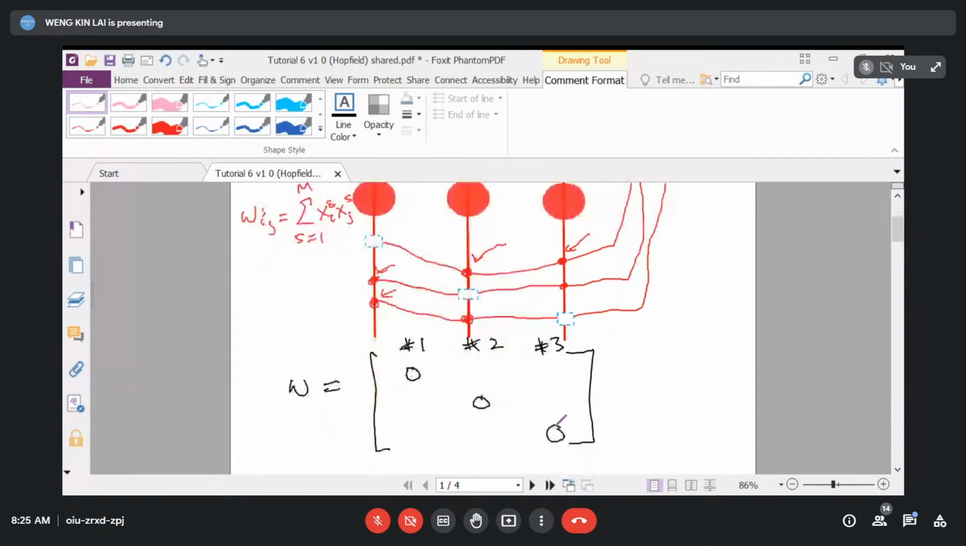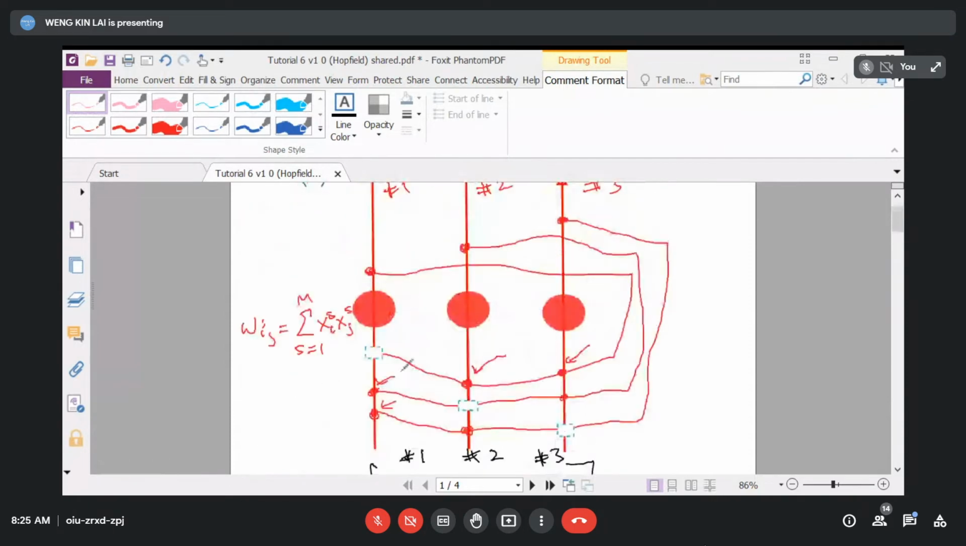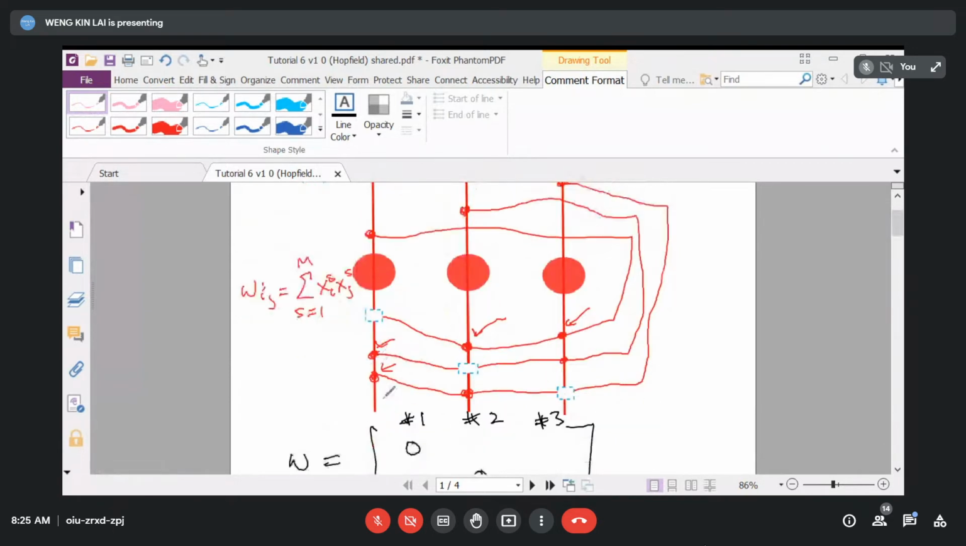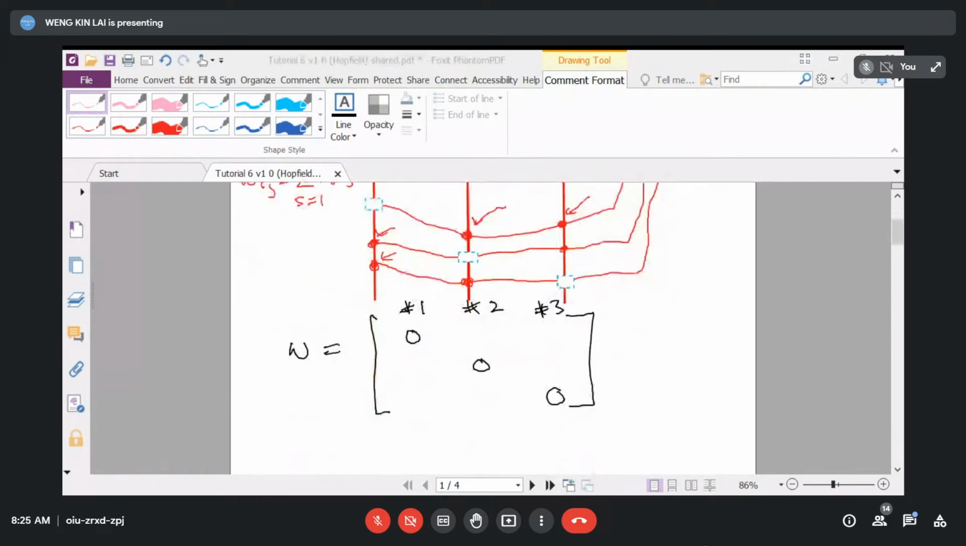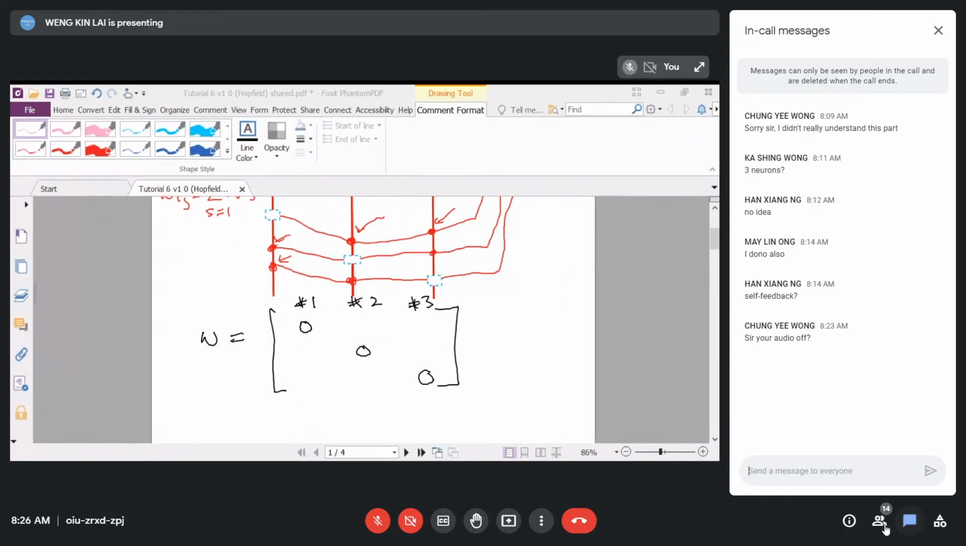Now we have 1 connected to 2. 1 is to 2, the second column, first row. What is the weight for that? Let me invite some of you here. Yan Chang, how about you? Want to try? What would be the weight?